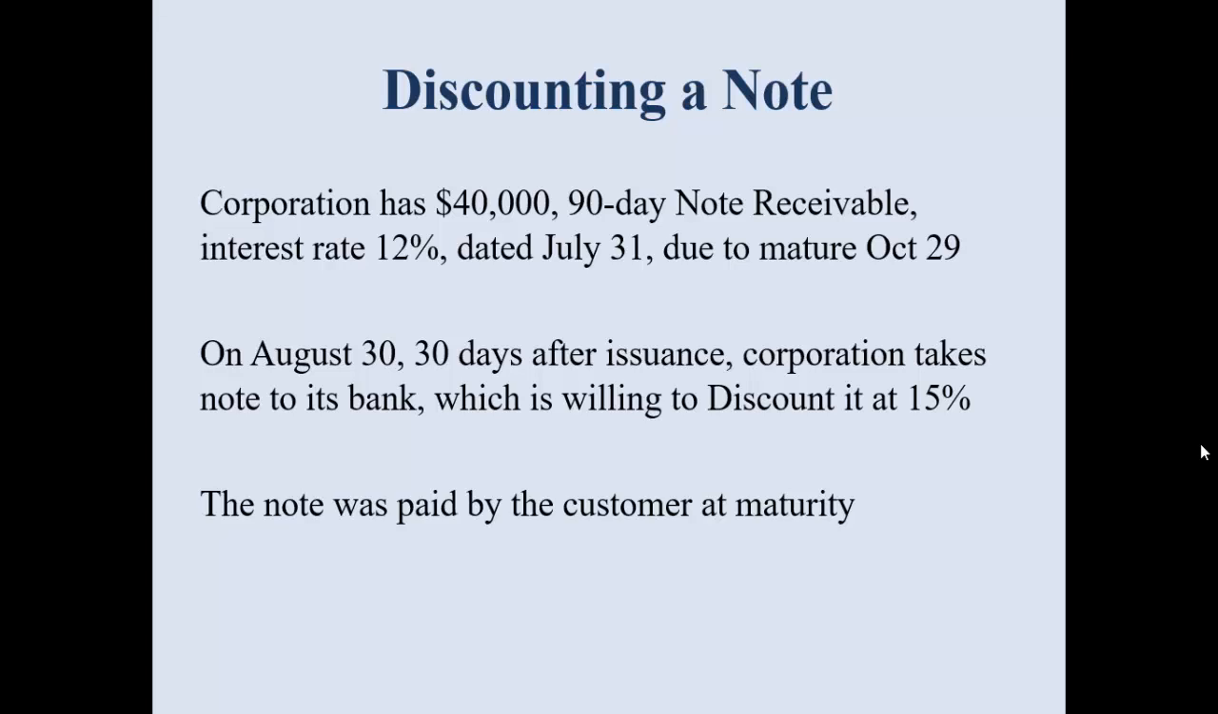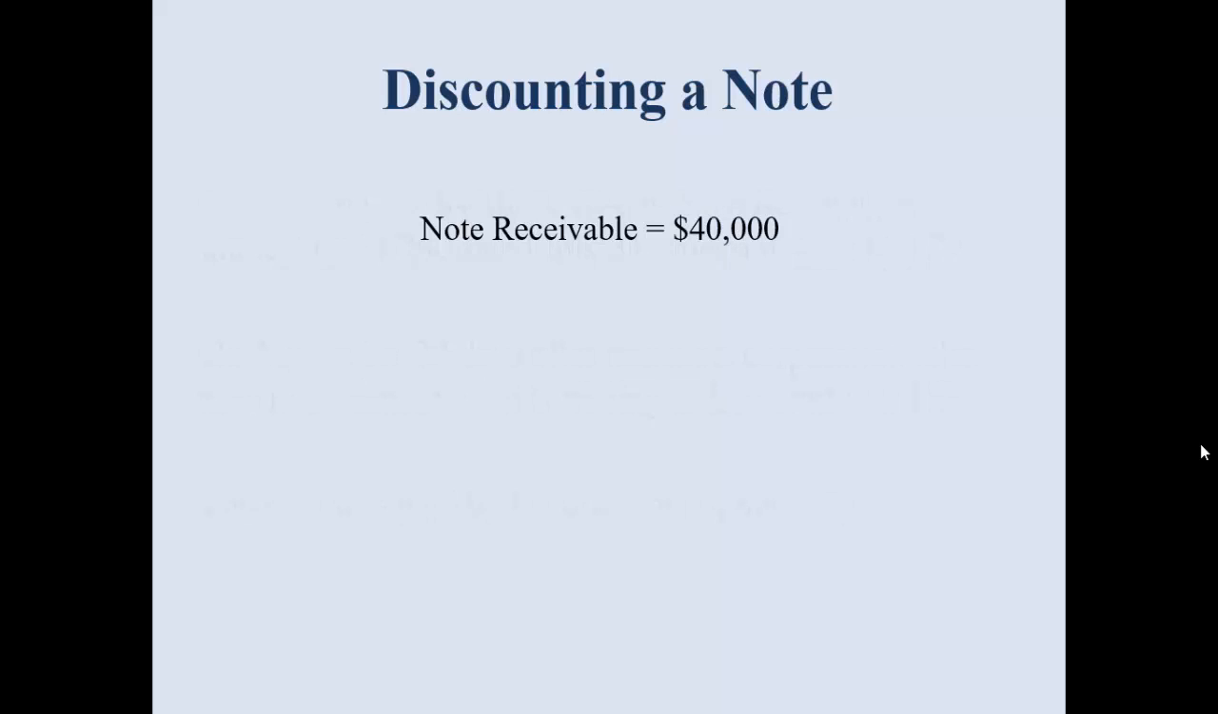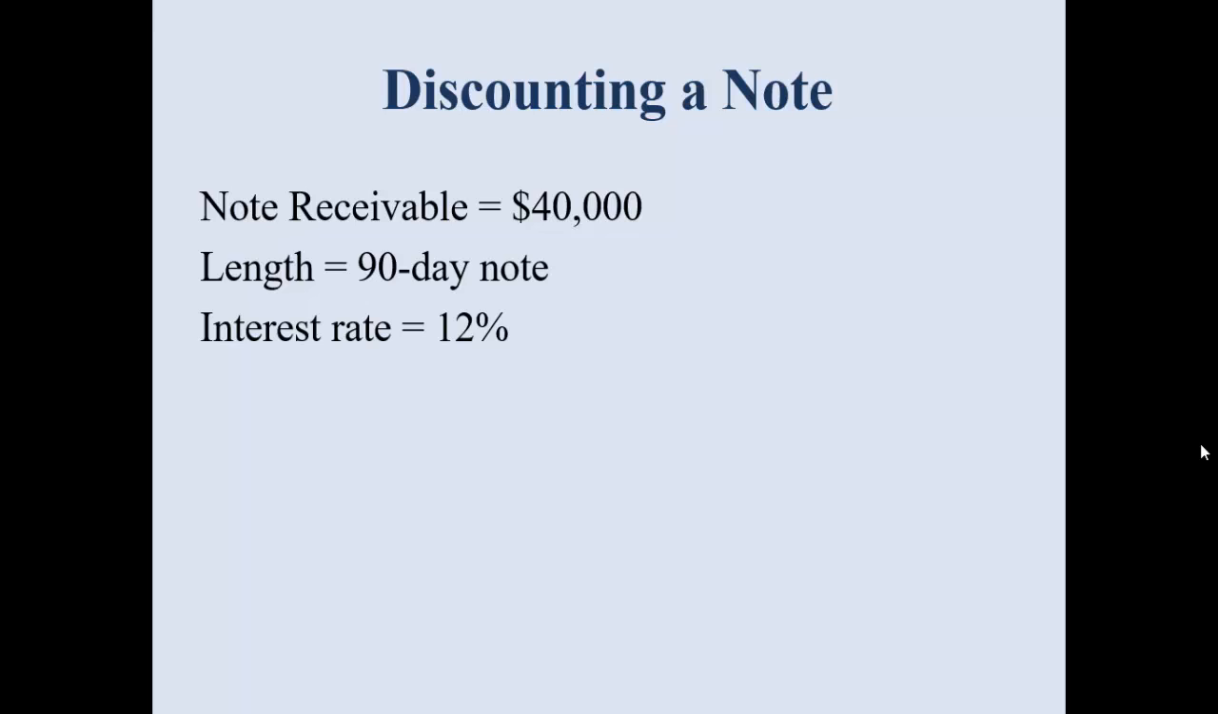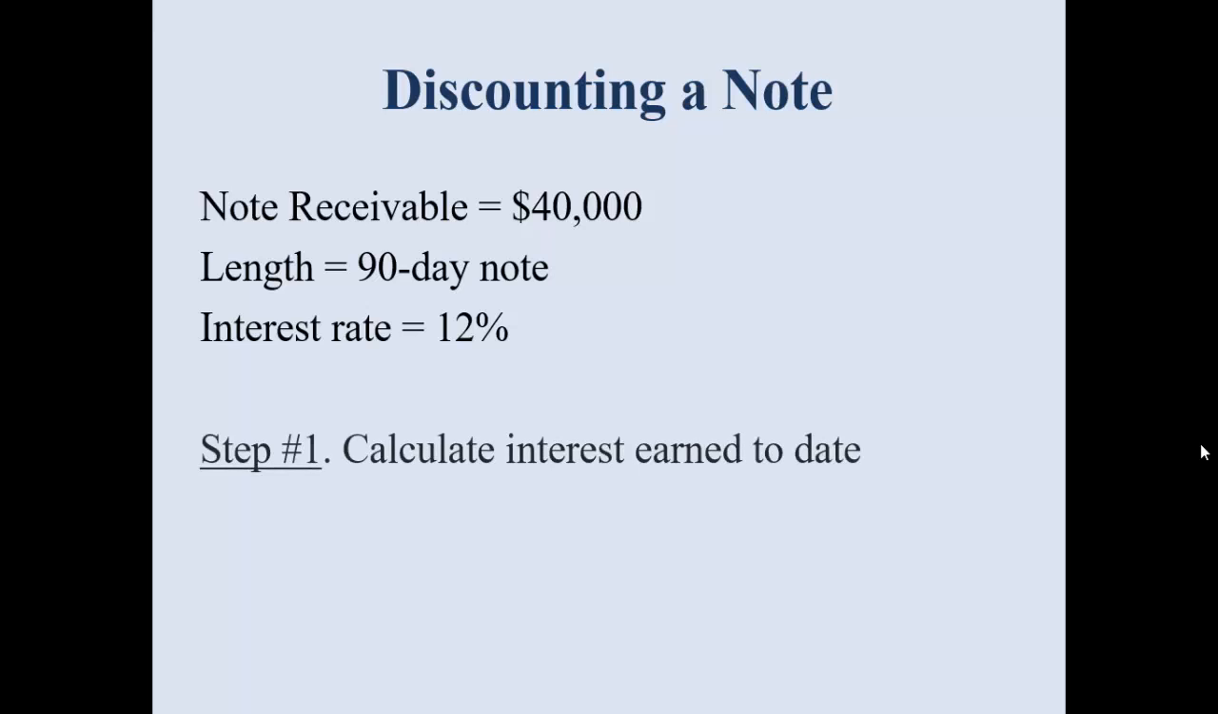So you have the note signed July 13th, you sold it to a bank, you discounted it on August 30th, and then at maturity on October 29th, the customer paid it. Only instead of paying you, they paid the bank that received this in the discount. The note receivable is $40,000, the length is 90 days, the note interest rate is 12%. The discount is on day 30 of a 90-day note, and the discount rate is 15%. So here's a summary of what's happening.